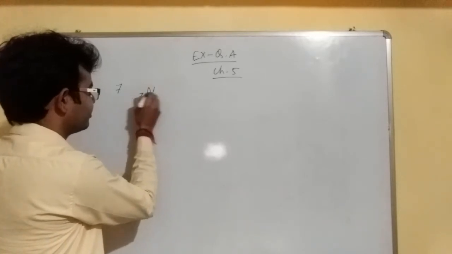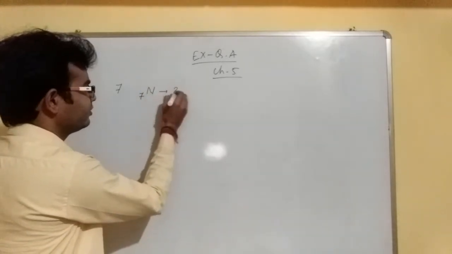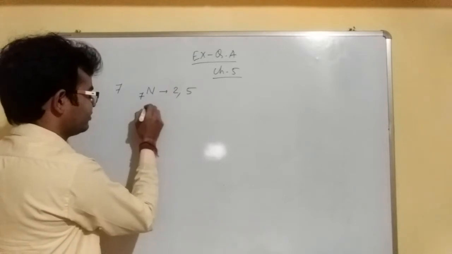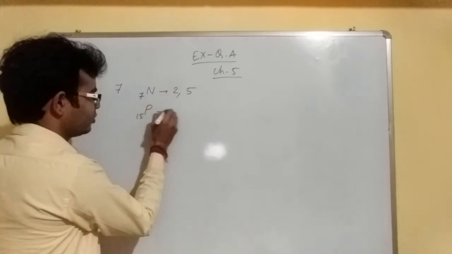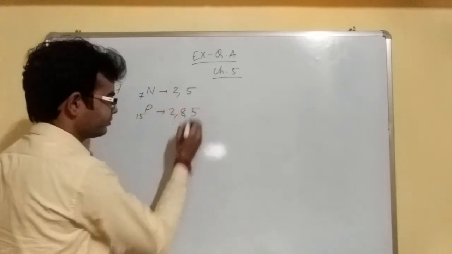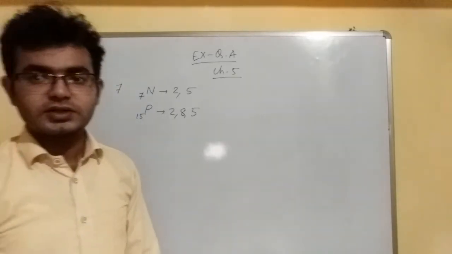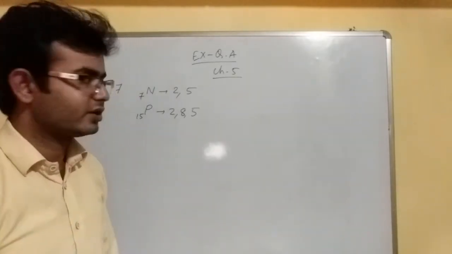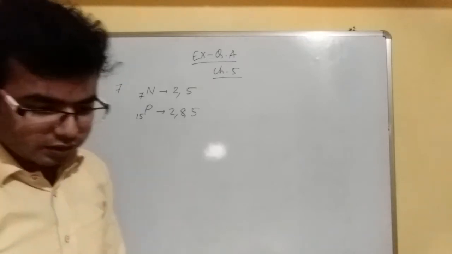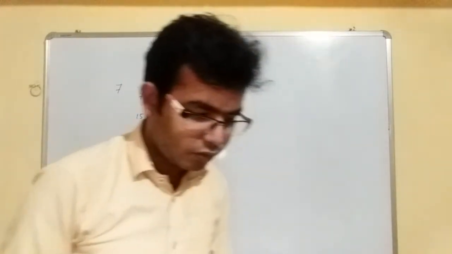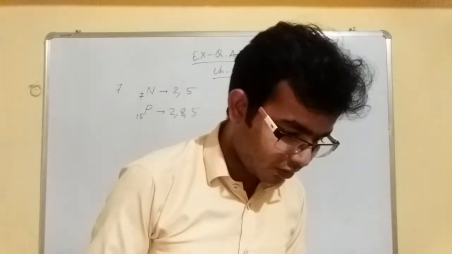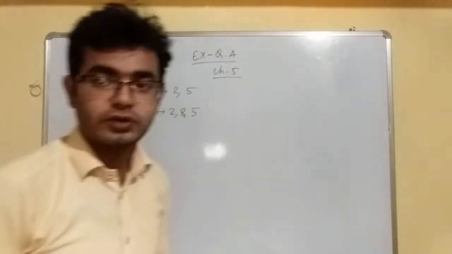First, atomic number 7, that is nitrogen: 2, 5, and phosphorus, atomic number 15: 2, 8, 5. So this is the electronic configuration of these two elements. Now the second one, which of these will be more electronegative.